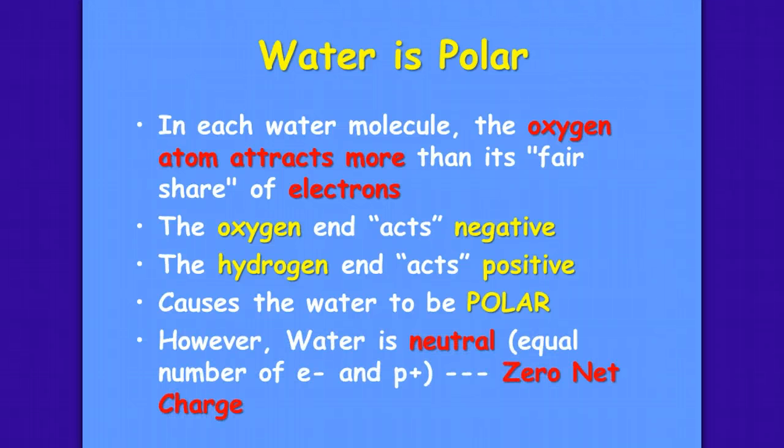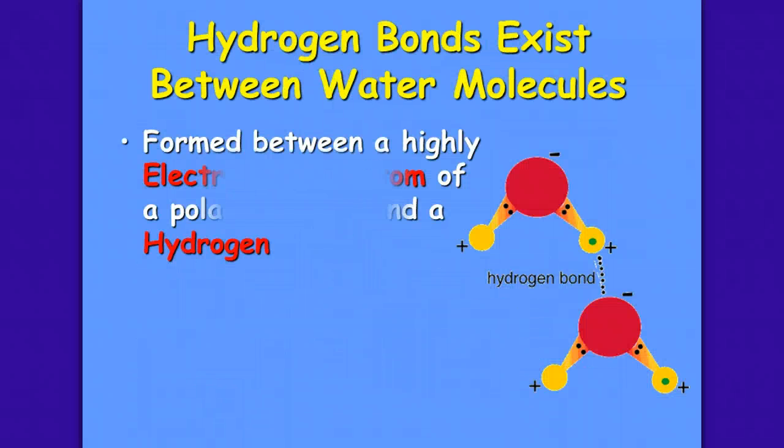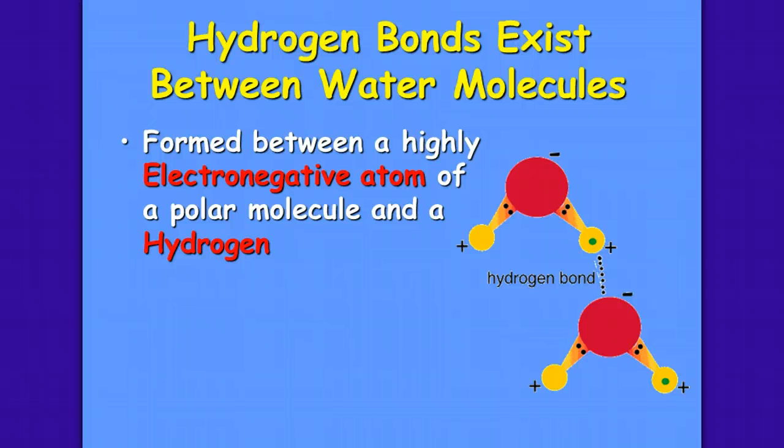Now, water itself is neutral. When we test it, it does not have a charge. It's not acidic, it's not basic because of any ions, because there's an equal number of electrons and protons. This is what creates the zero net charge. So, what does this do for water?